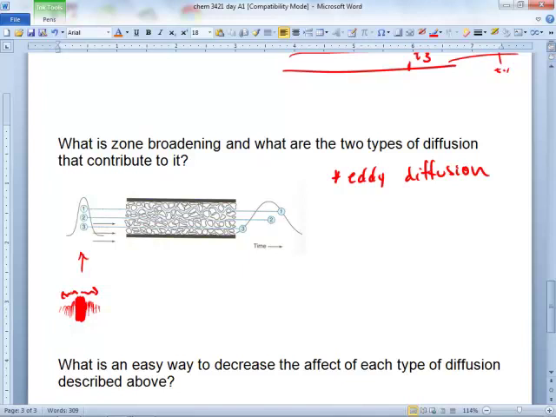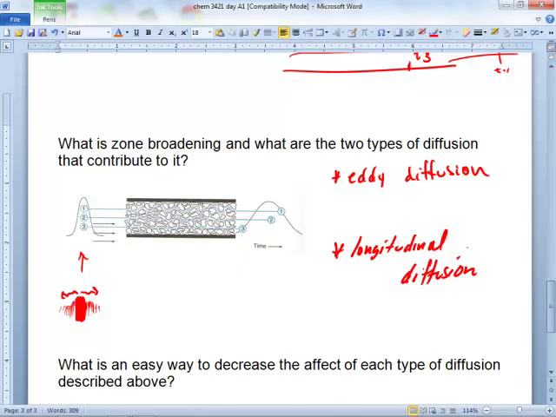So that diffusion of high concentration to low concentration within the band is called, do you want to get that out of the reading? Longitudinal diffusion. Longitudinal diffusion. Okay.